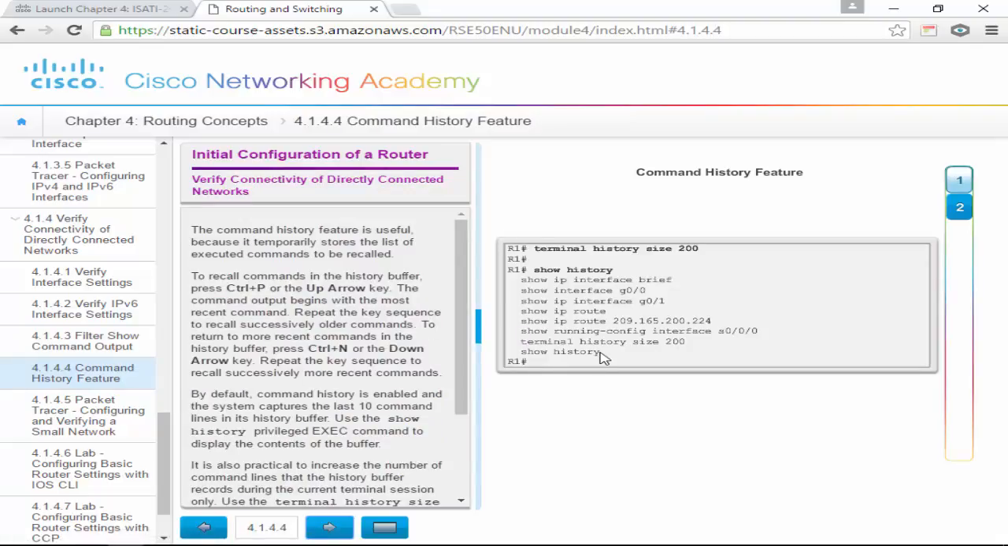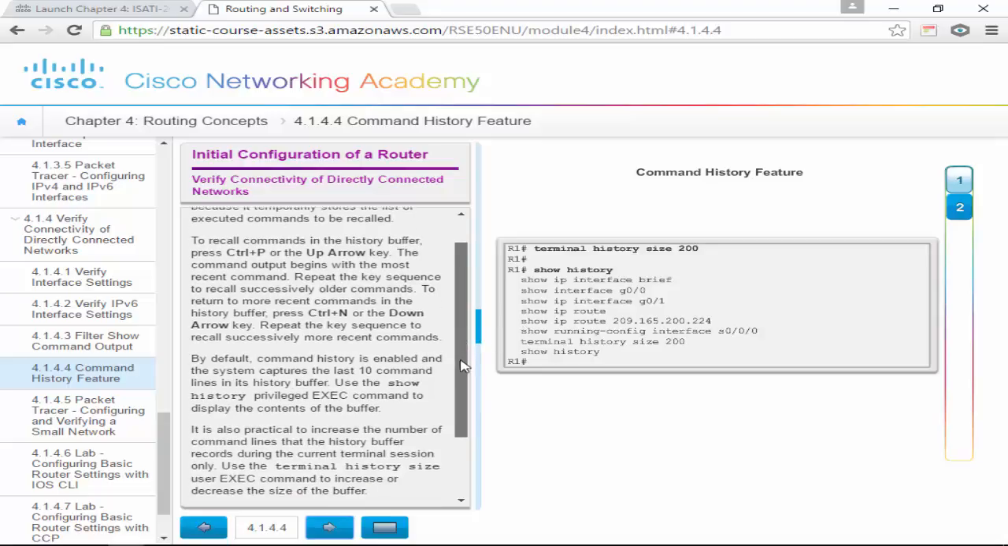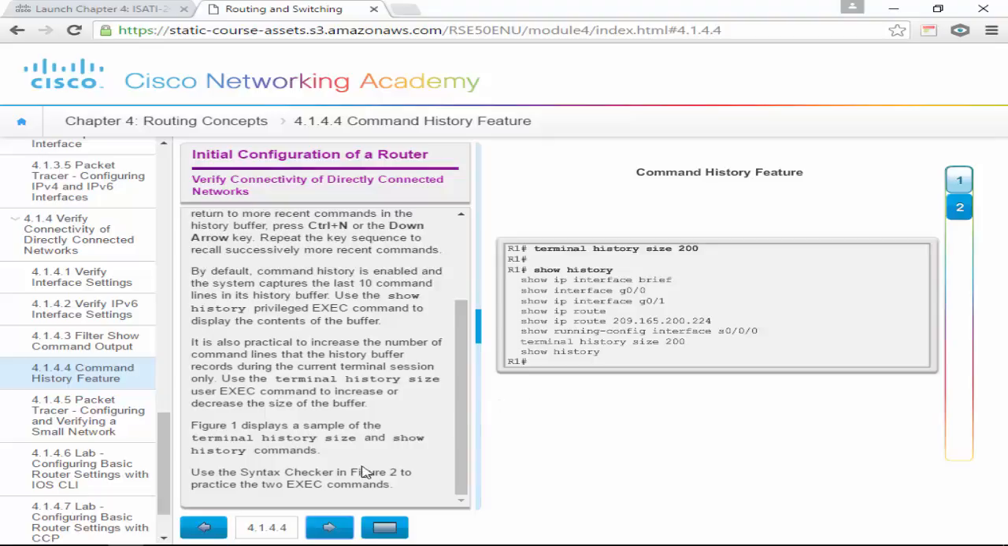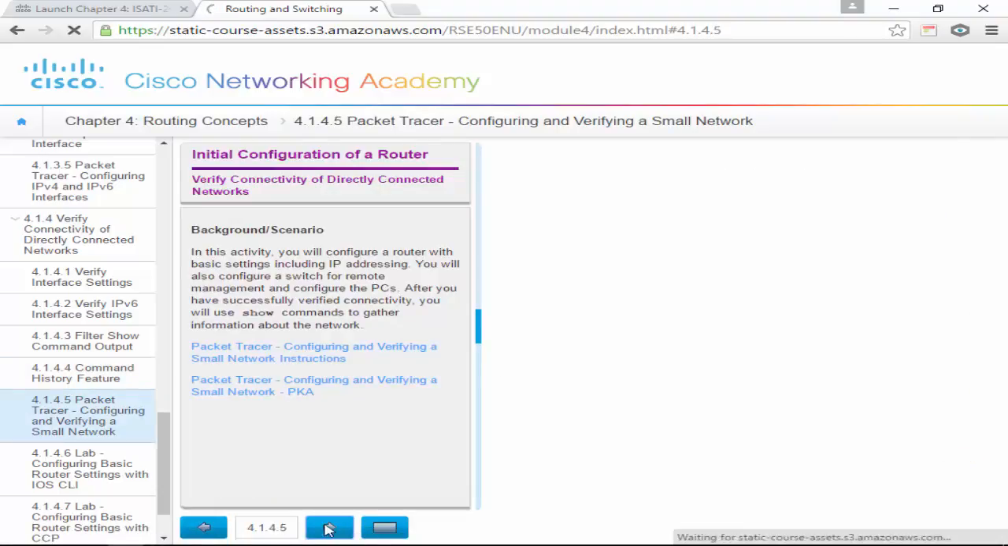Command history, we've talked about this. Here, if you type terminal history size 200, that's how many commands it's going to save. So you could actually limit this command by saying terminal history size 1, right? It would save 1 command. And so where would that be good? If you're afraid someone's going to come up to your keyboard and, I don't know, up arrow to something sensitive. If you want to see what it's set at, you can say show history. Same with on a switch.